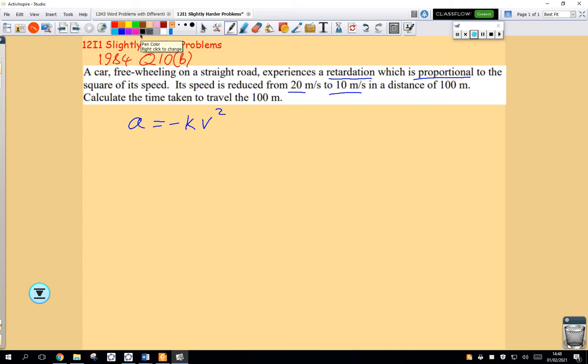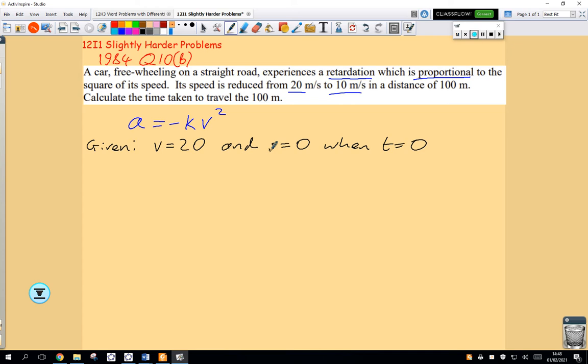A is equal to negative k times v squared. Also, if we look at the conditions given in the second sentence, it said its speed is reduced from 20 to 10 in a distance of 100. So the first thing there, the velocity is 20 and the displacement is 0 when the time is 0. It starts at 20 at the start of this question. It may have been in motion before that, but the start of our question is when it's at 20 meters per second. So no time has passed, which means no displacement can have occurred. No change in time, no change in position. v is equal to 20 at that moment.